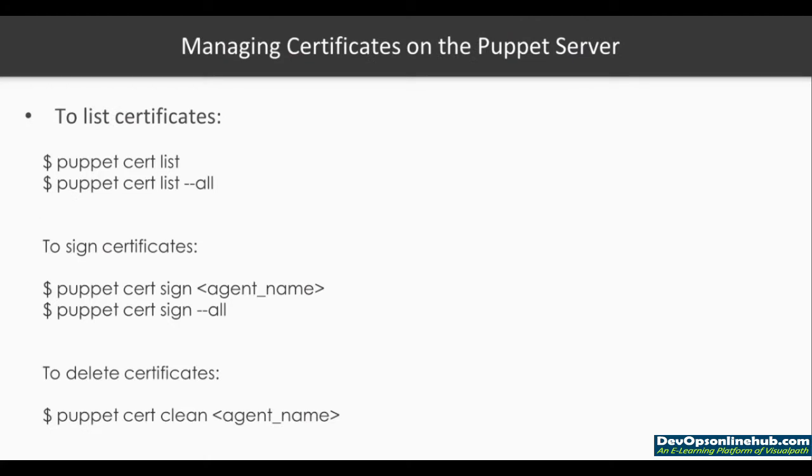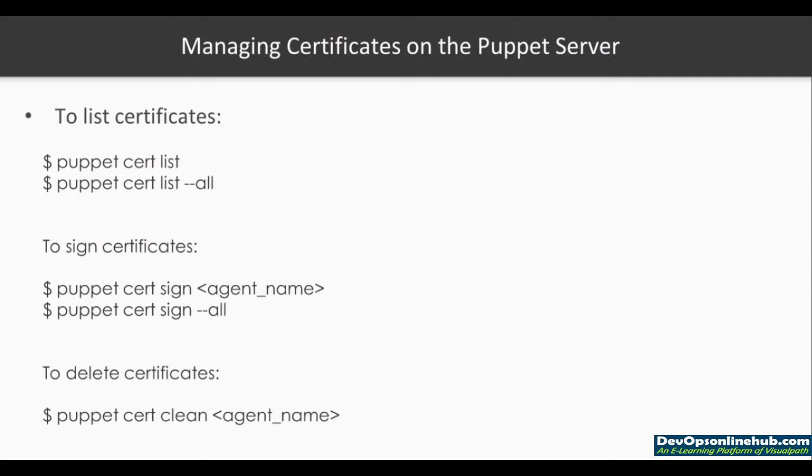There are a few actions that can be performed on Puppet certificates in the Puppet server. The primary actions are to list the certificates, to sign certificates, and to remove or delete certificates. To list the certificates, we need to execute the puppet cert list command. This command gives us a list of certificate signing requests which have not been signed yet. To view all certificates, we need to add --all at the end of the command. To sign a certificate, we need to execute the puppet cert sign command along with the agent name. If we have multiple requests, we can sign all of them at once by using the --all option instead of the agent name.